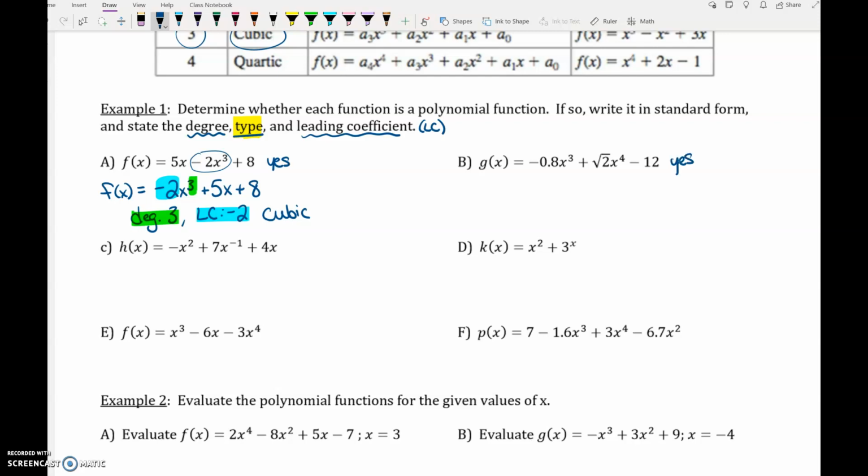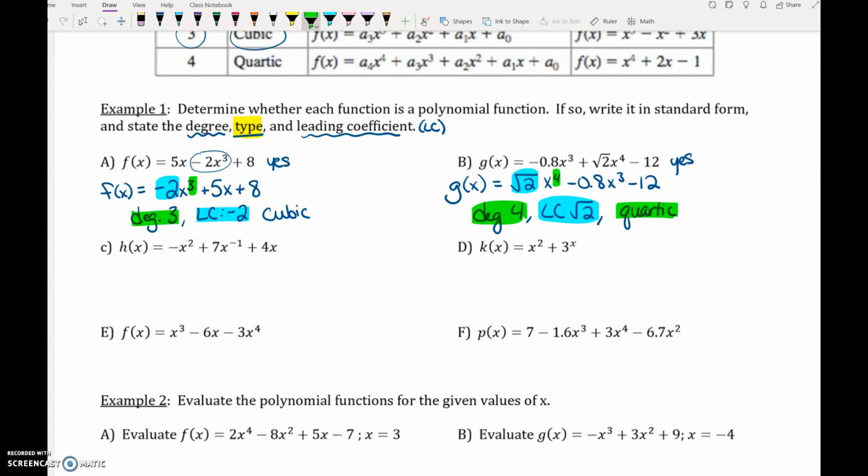So take a moment, pause the video, and write this in standard form. See if you can figure out the degree, the leading coefficient, and the type. The degree is 4. The leading coefficient is the square root of 2. That's kind of a weird leading coefficient, but hey, it works. And it's quartic. Because the degree is 4, 4 means quartic.